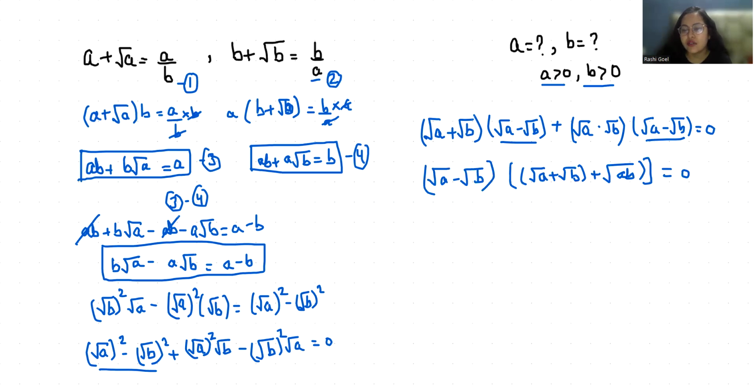If this is a and if this is b, so a times b is 0. That means a is equals to 0 or b is equals to 0. But what is given in the question is that a is greater than 0 and b is greater than 0. So the first bracket will be greater than 0. So let's put the second bracket equals to 0. Square root of a minus square root of b is equals to 0. So square root of a is equals to square root of b. If I'm doing squaring both sides, so a is equals to b.